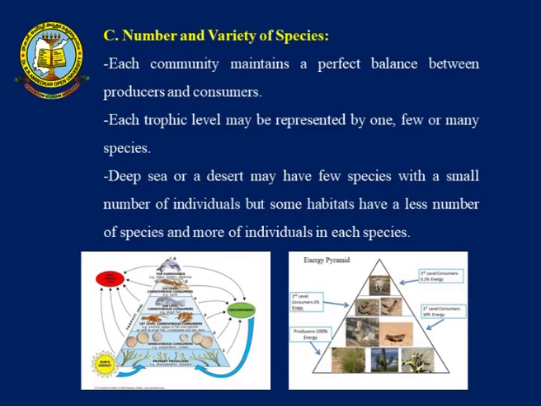Number and variety of species. Each community maintains a perfect balance between producers and consumers, and each trophic level may be represented by one, few or many species depending on the diversity and the number. Deep sea or desert may have few species with a small number of individuals, but some habitats have fewer species but more individuals. So, it can depend on the ecosystem and of course, the place they are living in.